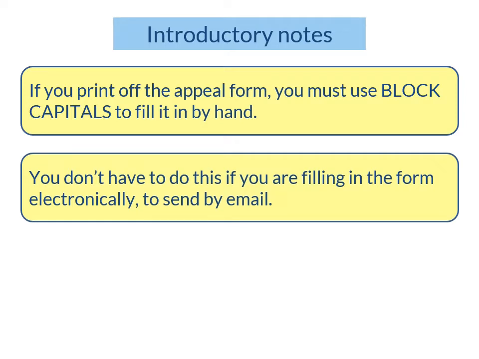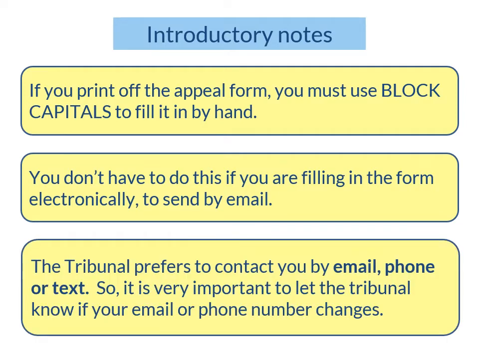The tribunal prefers to contact you by email, phone or text, so it is very important to let the tribunal know if your email or phone number changes after you lodge your appeal. If you move to another area with a different local authority, the SEND tribunal will need to contact the new local authority to tell them about the appeal. Your appeal will then be against them unless there are good reasons why they should not take over the appeal.